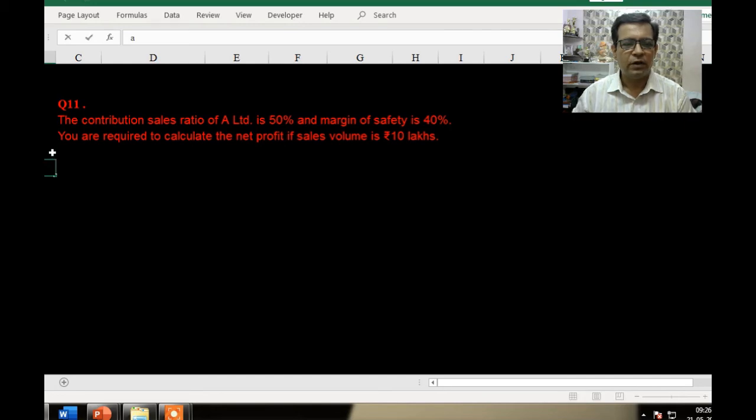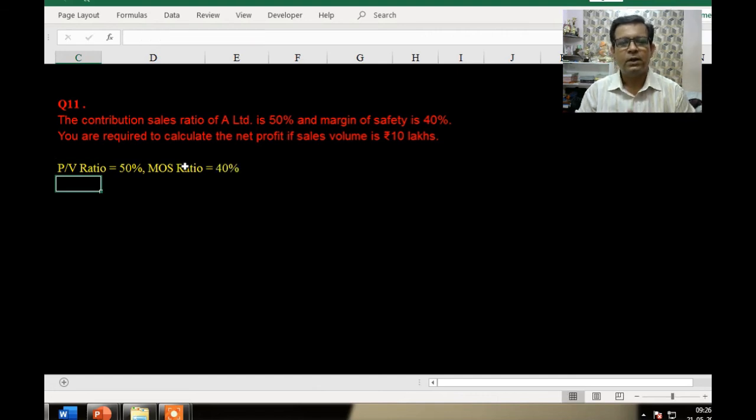What's the first part in this question? They are saying the contribution sales ratio of A Limited is 50. You need to understand, when they say contribution sales ratio, they are actually talking about PV ratio, which they have given to us as 50%. And they are saying that MOS is 40, which means MOS ratio, margin of safety ratio, is given to us at 40%. What are we required to do? You are required to calculate the net profit if the sales volume is 10 lakh. Guys, pay attention. It's a very smart question.